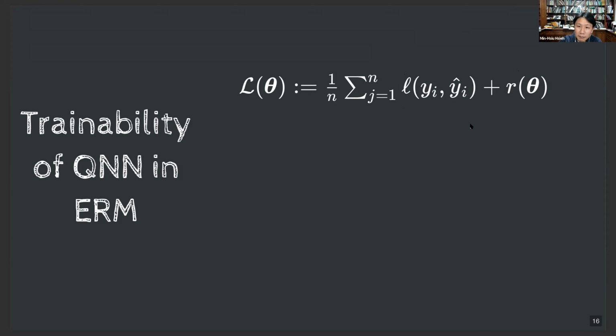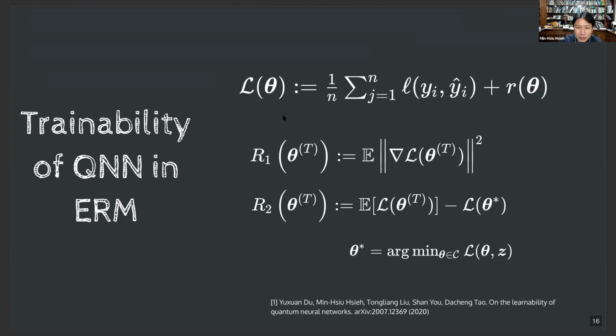Under this ERM framework, we look at two quantities, two utility bounds. If you are from the classical domain, these two utility bounds are also very common in the classical literature. The first utility bound just looks at the variance of the gradient. The second utility bound measures whether you would converge to your global minima. So theta star is the global minima, and T is the number of iterations, which in machine learning terms is called an epoch.